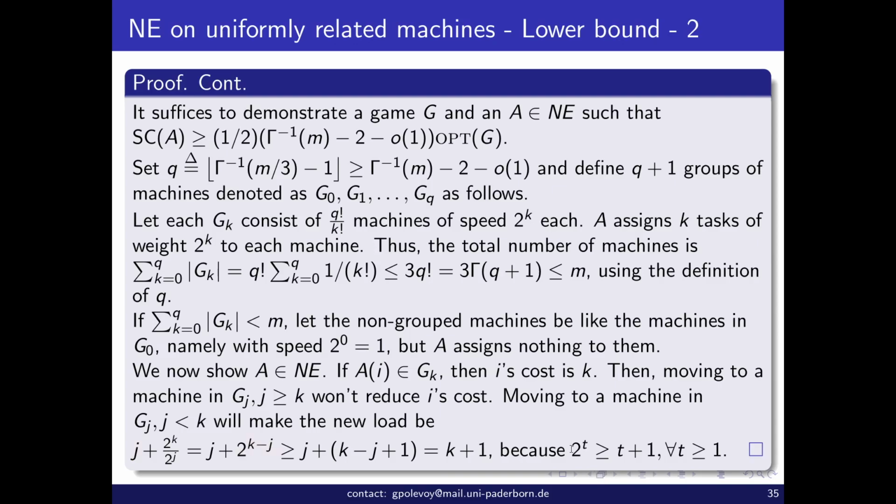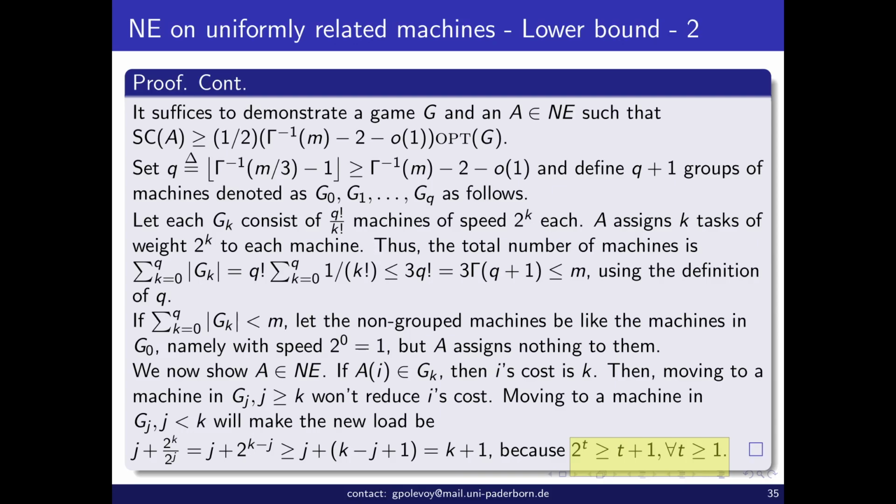And using this nice inequality, 2 to the T is at least T plus 1 for any T at least 1, which you of course can check. So for T equals 1, it's 2 at least 1 plus 1. And then we can just compare the derivatives and see that the speed of the growth of 2 to the T is always at least as much as that of T plus 1, which is exactly 1.